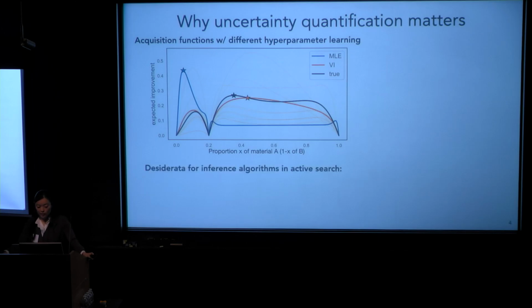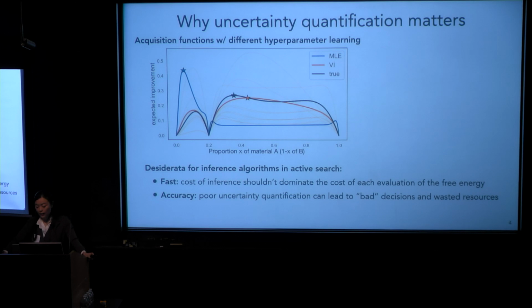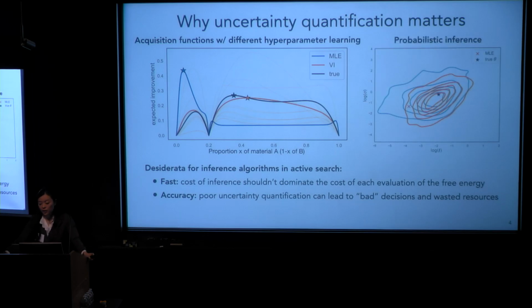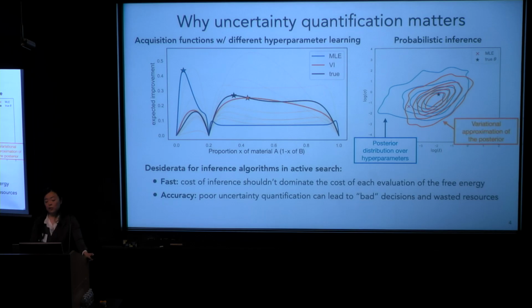There are many desirable properties we'd like our inference algorithms to have within an active search algorithm. One, we'd like them to be fast, in that the cost of inference should not dominate the cost of each energy evaluation. And two, we care about accuracy, in that poor uncertainty quantification can lead to bad decisions and therefore wasted resources through expensive simulations. Here's an example of the sort of distribution that we're sampling from. This contour in blue represents the posterior distribution over the hyperparameters. And what we have been sampling from is actually an approximation of the posterior using variational inference.